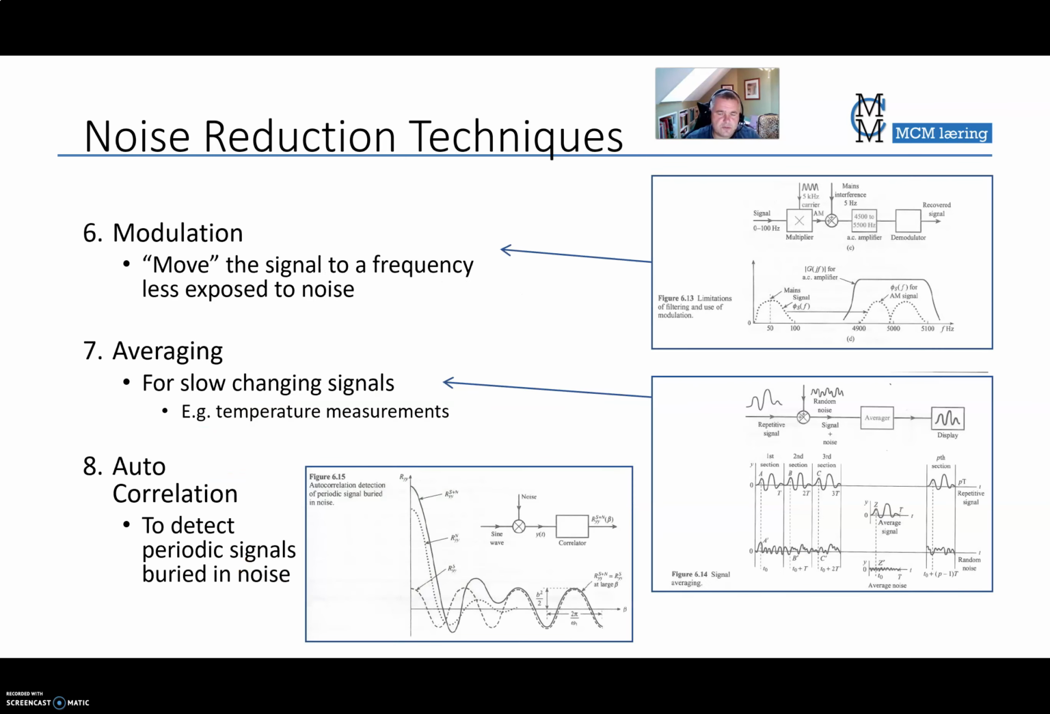3 other techniques just mentioned briefly. Modulation is that if you have your signal here, and this is also where you have your noise, for example, represented by that peak there. And this is, of course, in the frequency plane. So you want to shift your signal to a higher frequency up here for a short time, and then shift it back.